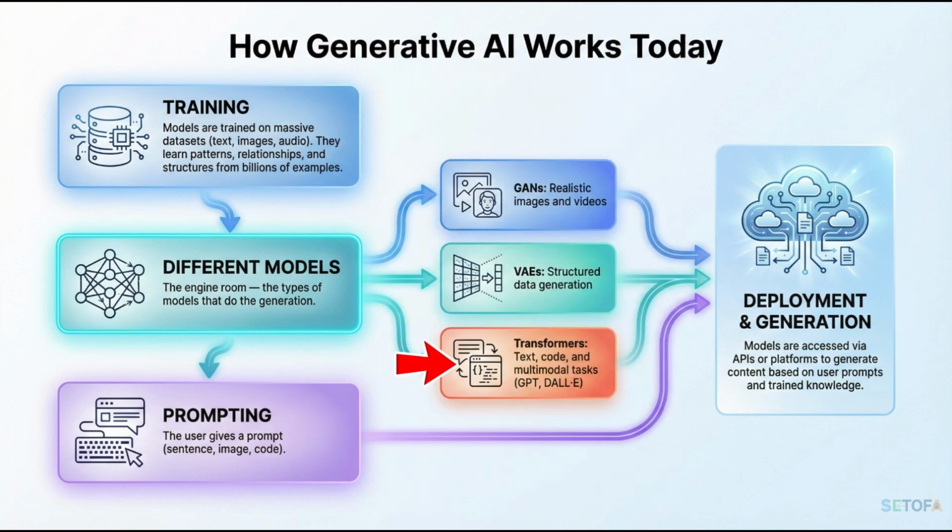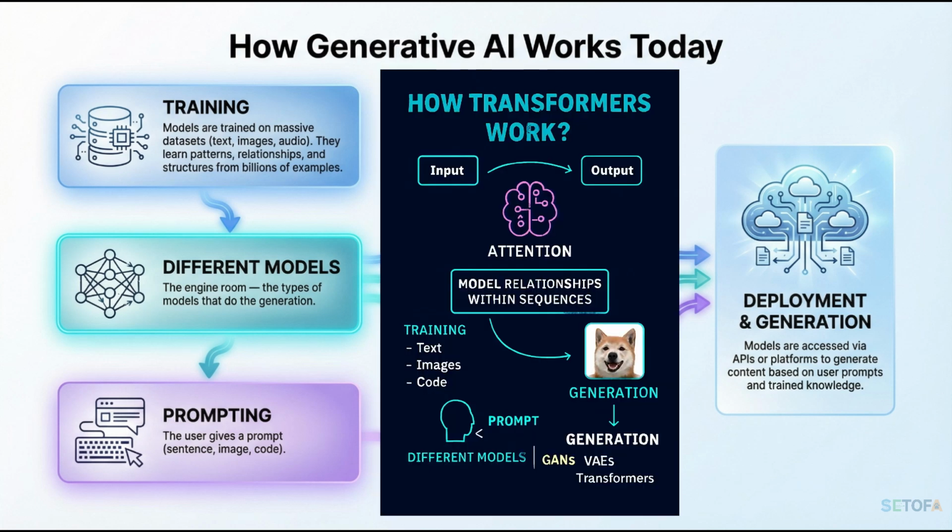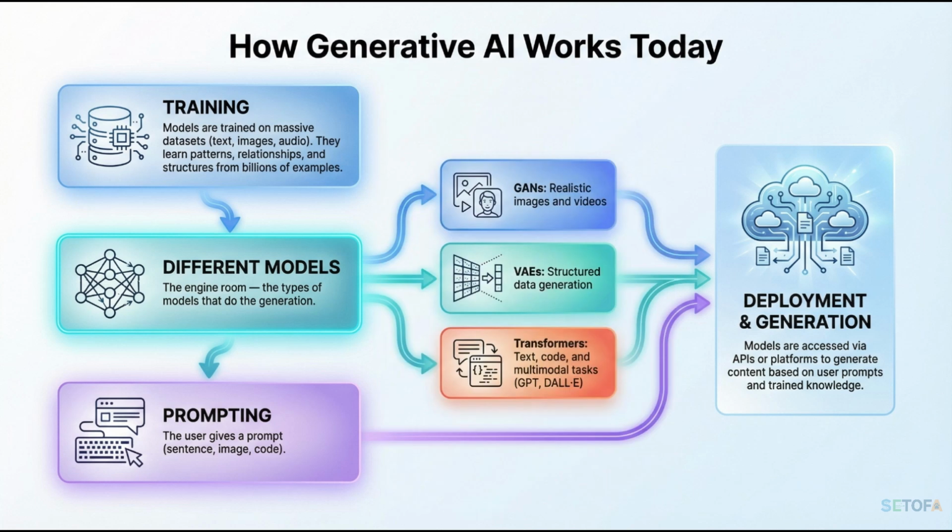And finally, transformers, the backbone of today's most powerful AI systems. Transformers excel at handling sequences, like text, by paying attention to context across massive datasets. They're the reason models like GPT can write natural sentences, translate languages, and even generate code. Transformers have also been extended to images, audio, and multimodal tasks, making them the most versatile generative model today. Together, GANs, VAEs, and transformers form the toolkit that powers generative AI, enabling machines to create text, images, audio, and more.